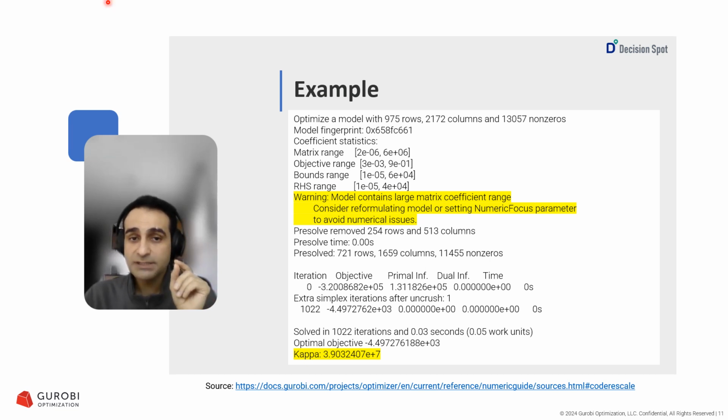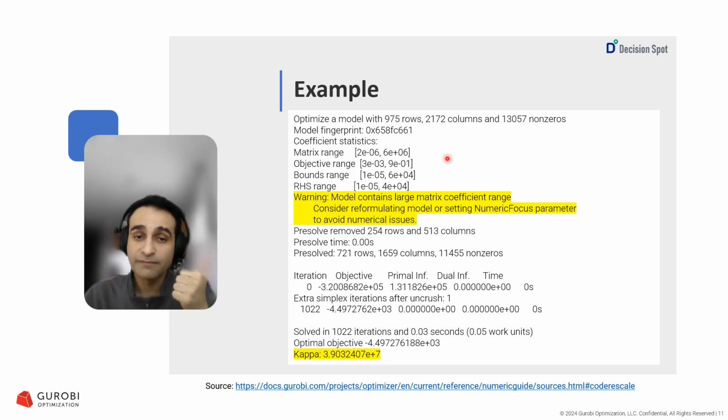This is a snippet from a Gurobi log. Here, you'll notice that the solver has flagged a warning: Model contains large matrix coefficient range. This message is a clear indicator of numerical instability. Here, it's suggesting that we might need to either reformulate the model or use the numeric focus parameter to handle potential numerical issues. On top of it, you see that the log is showing us the coefficient statistics that give clues about the model's scaling.